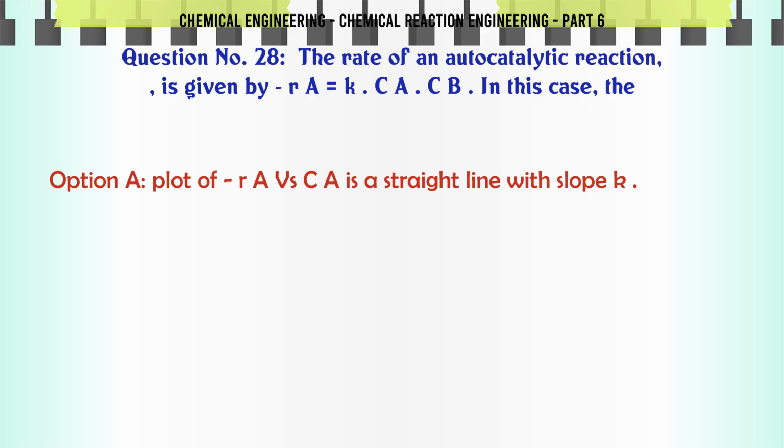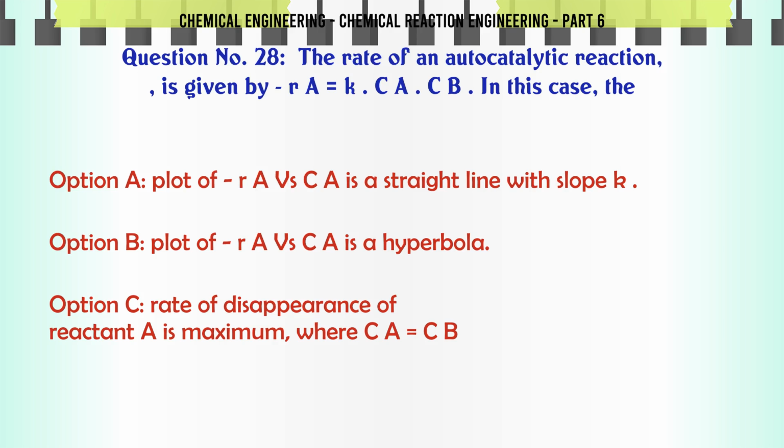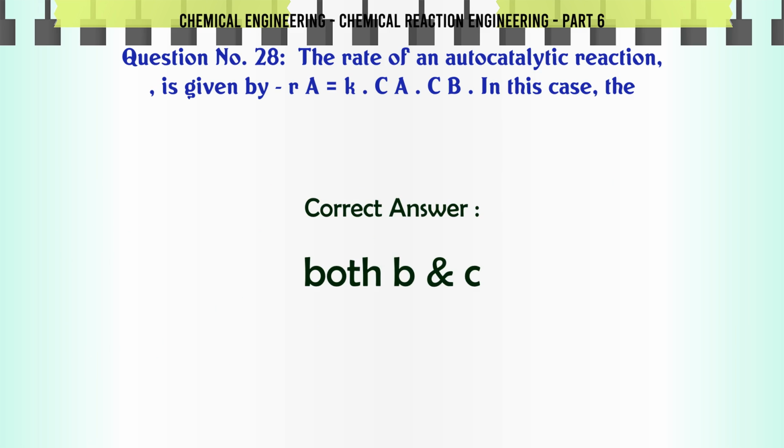The rate of an autocatalytic reaction is given by -rA = k CA CB. In this case, A. Plot of -rA versus CA is a straight line with slope k. B. Plot of -rA versus CA is a hyperbola. C. Rate of disappearance of reactant A is maximum where CA = CB. D. Both B and C. The correct answer is both B and C.